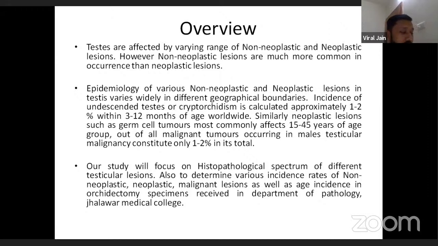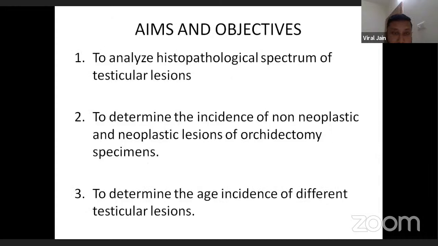Our study will focus on the histopathological spectrum of different testicular lesions, and also determine the incidence rate of non-neoplastic, neoplastic and malignant lesions, as well as age incidence in orchidectomy specimens. Our aim and objectives for the study: first, to analyze the histopathological spectrum of testicular lesions; second, to determine the incidence of non-neoplastic and neoplastic lesions of orchidectomy specimens; third, to determine the age incidence of different testicular lesions.